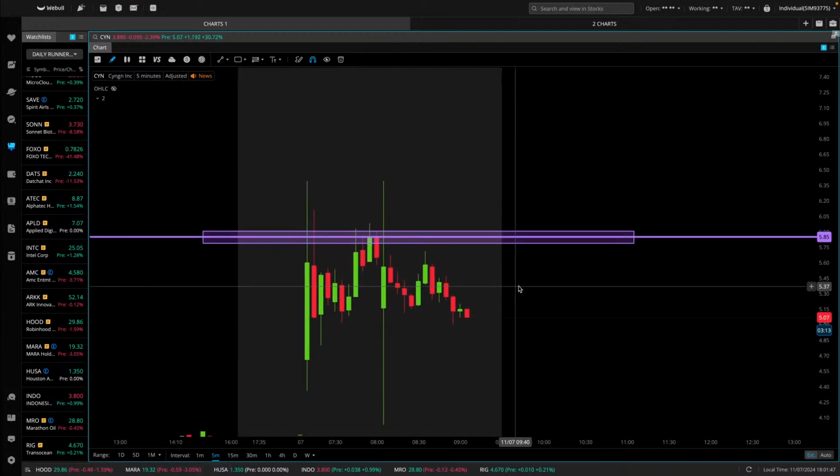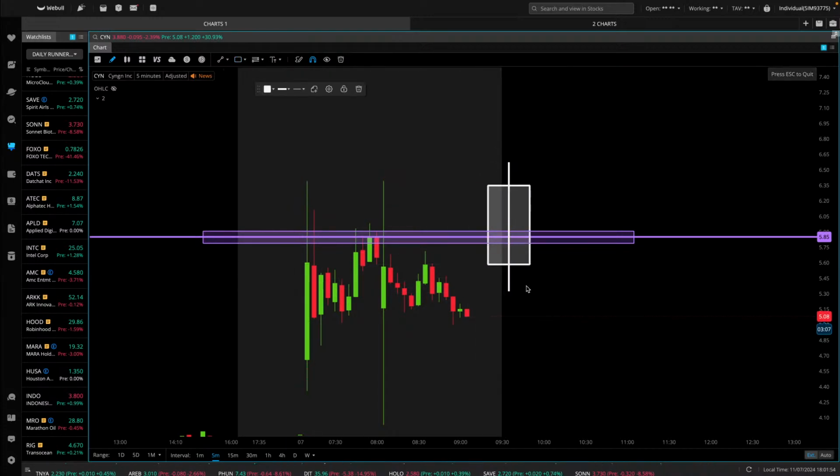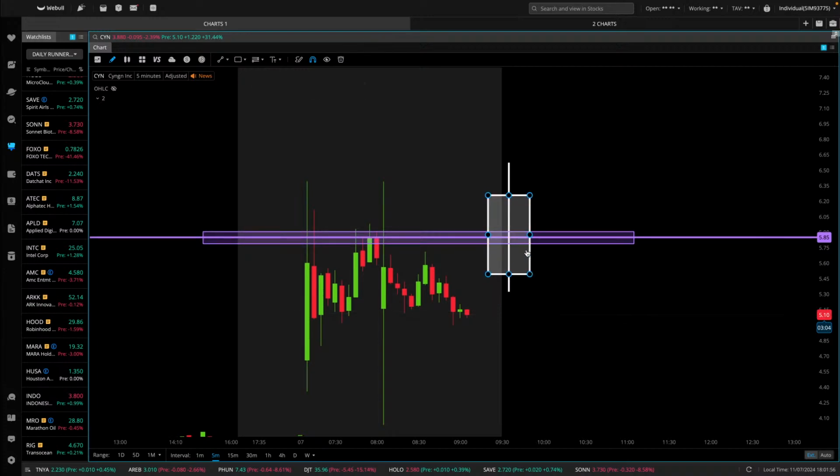CYN, there's nothing unless 585. I mentioned that. I said in the Discord, close above 585. Your candle closes above here, you are entering the trade. No close above, no entry. Entry, no entry, entry, no entry. See?